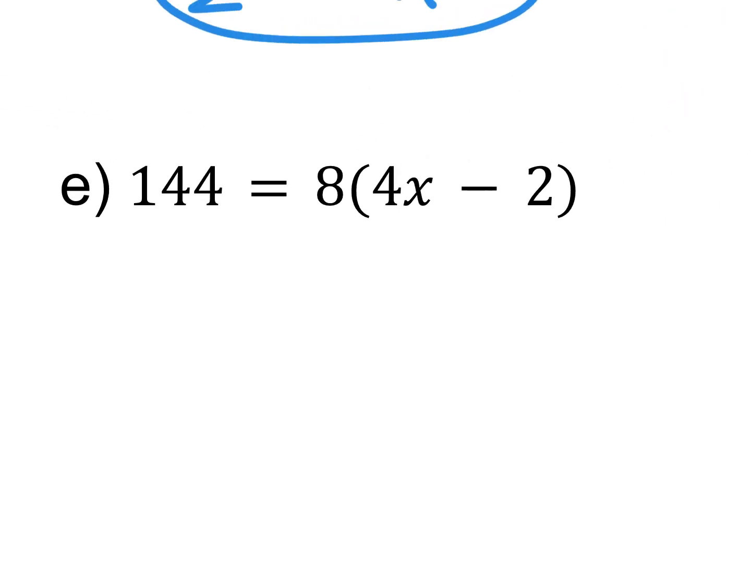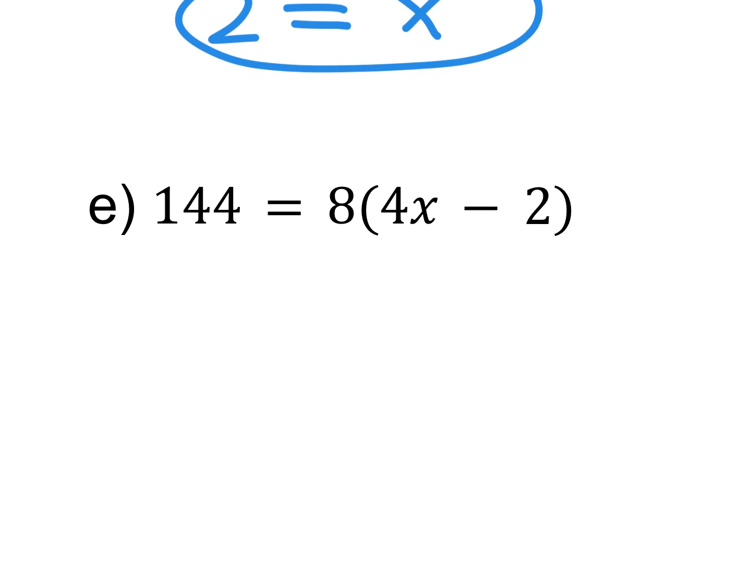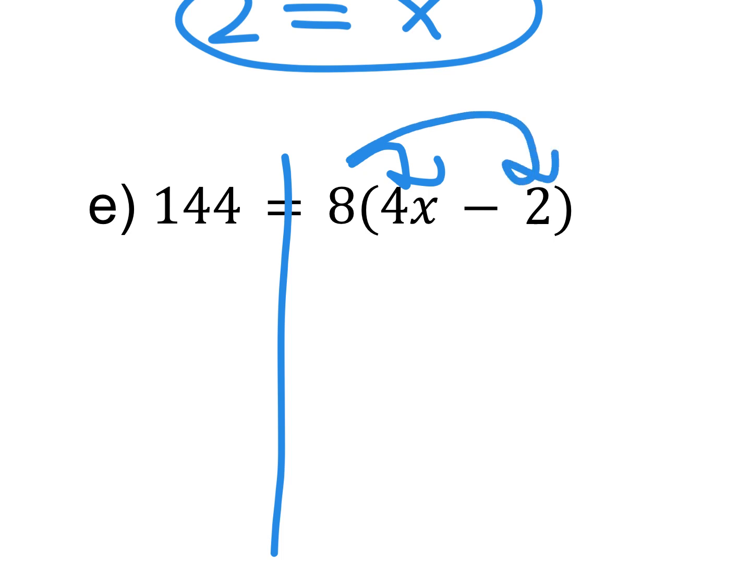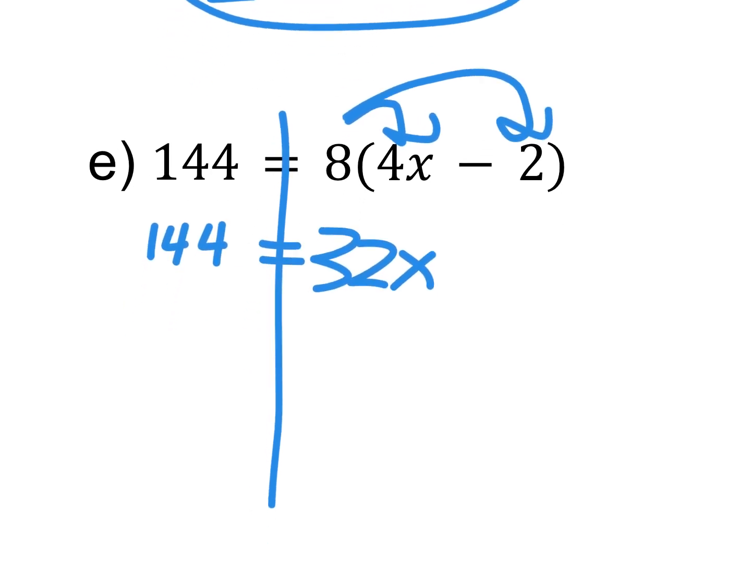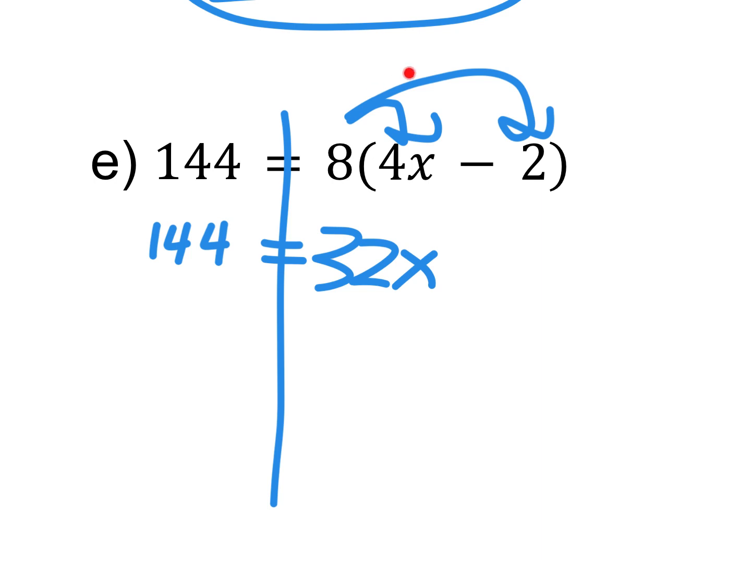All right, looking at problem E. This is very similar to the one we just did. Draw a line through the equal sign. Now I'm distributing 8 into this parenthesis. First, I'm just going to write the left side of the equation because I'm not going to do anything on the left side just yet. So 144 equals 8 times 4x. We would take 8 times 4, which is 32. And then we keep our variable x. Then we have 8 times 2, which gives us 16.